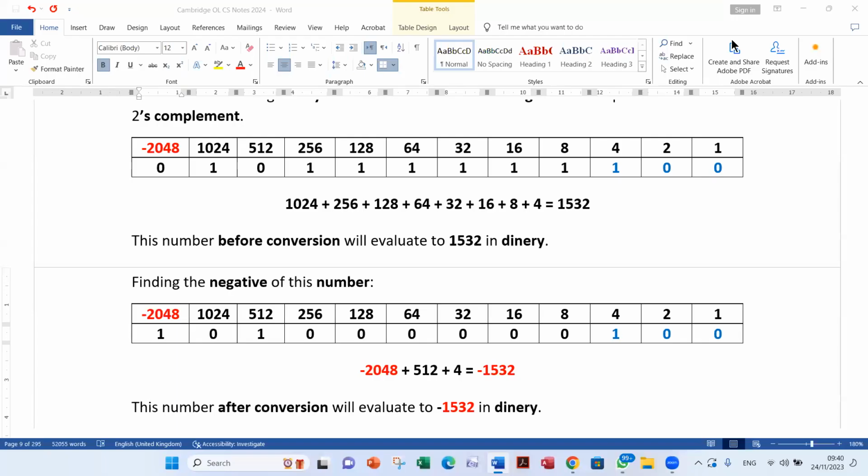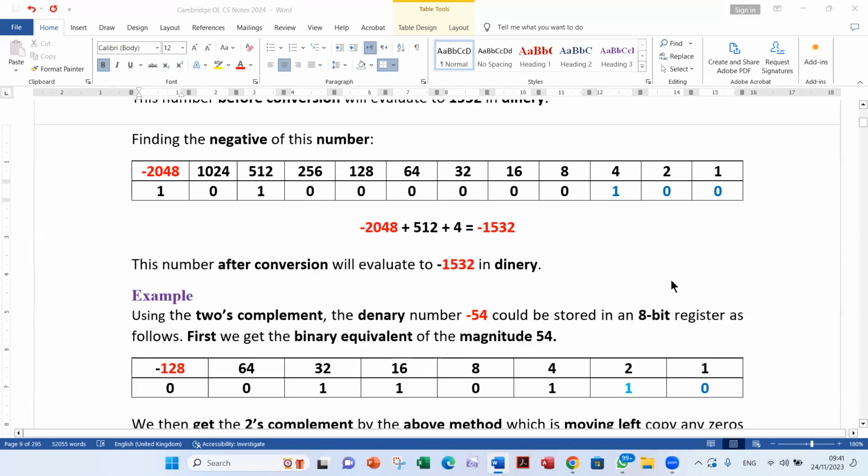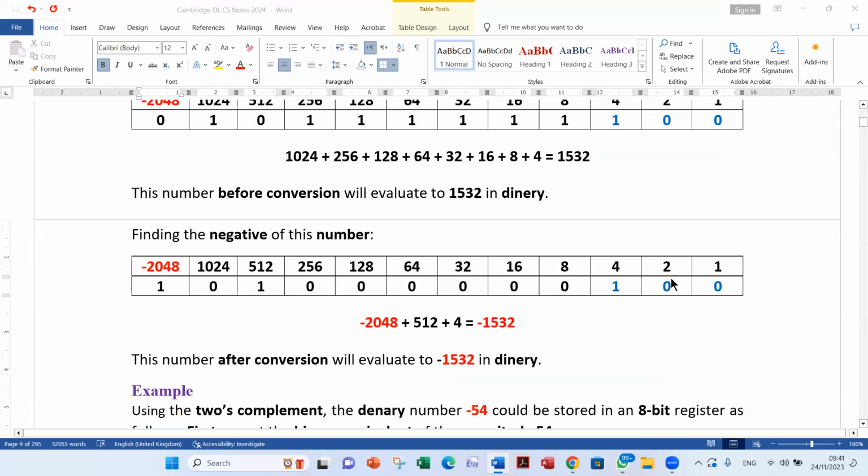Okay, they match. So the first one evaluates to positive 1532. The second one, after applying my fast method of finding the two's complement, evaluates into negative 1538 in denary. So this is really the negative equivalent of that number. Okay, let us go and look how they appear in questions.